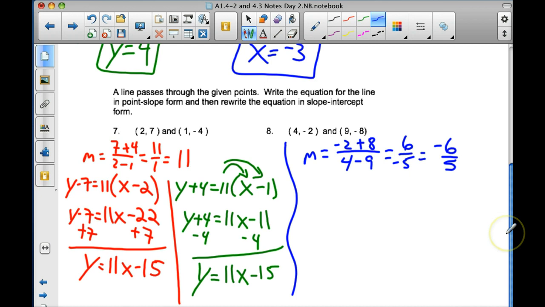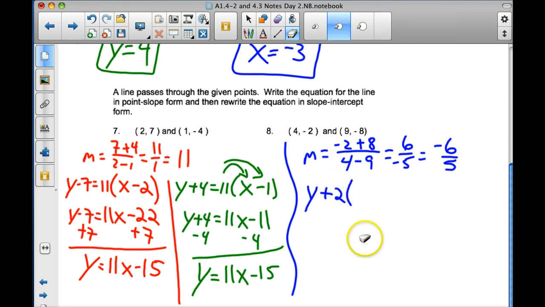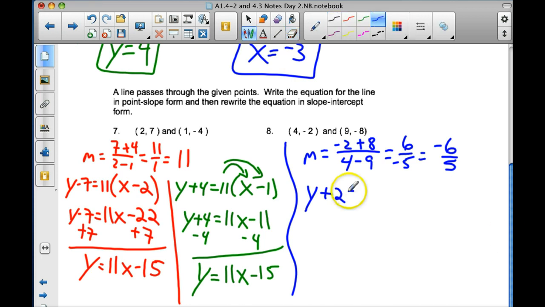Brander, what'd you get for a slope? -6/5. That's what I got. Everyone get -6/5? Yes. Alright. I don't know how to do this, though. You know how to do what, Tom? Or Bobby? 4 times 6. Okay. Really?